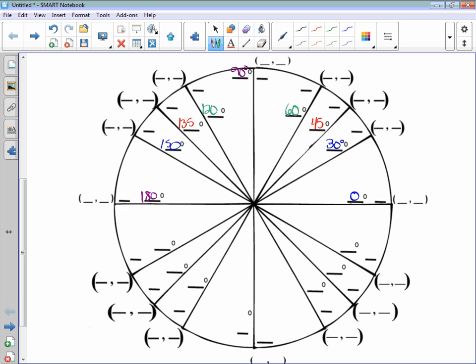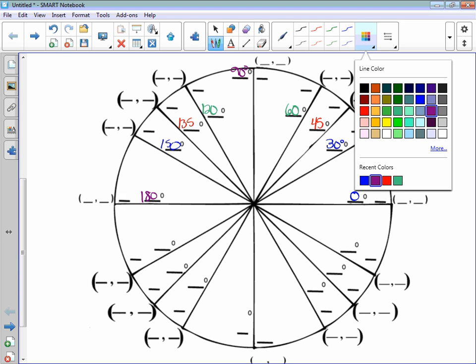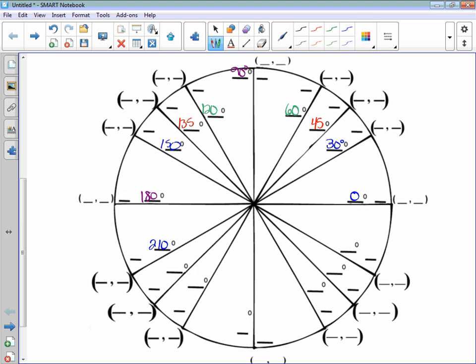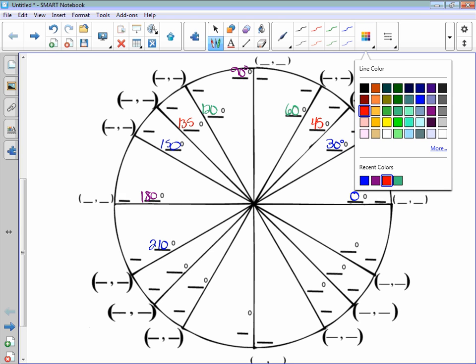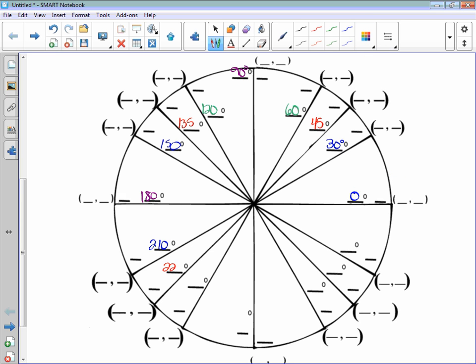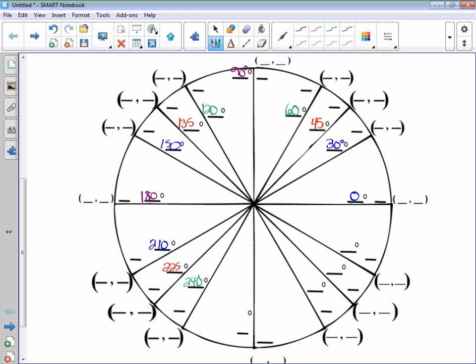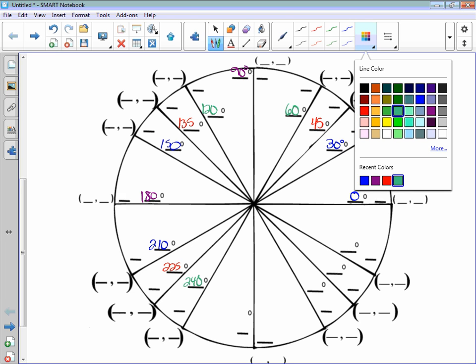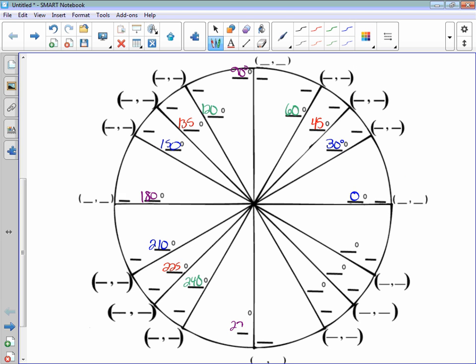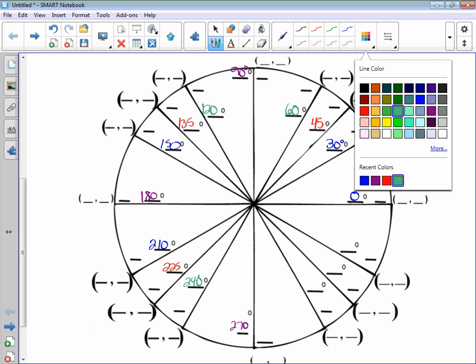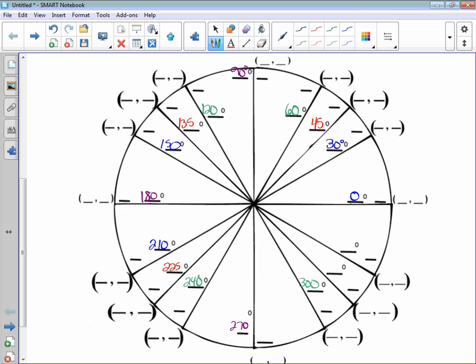All right. So far, so good. What's going to be after 180? 210. So for me, that's going to be blue again. After 210, 225. After 225, 240. And then the y-axis down there, 270. Nice. All right, one quadrant to go. What's it going to be? 300. Good.